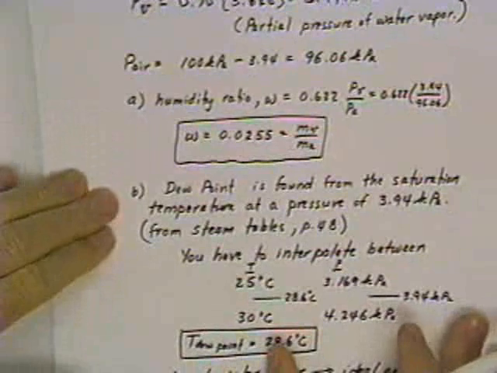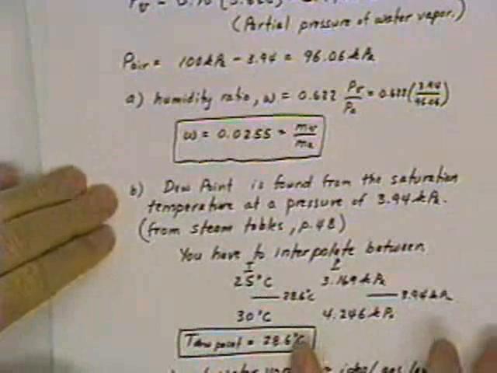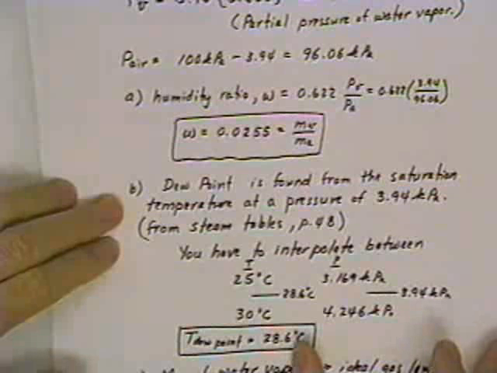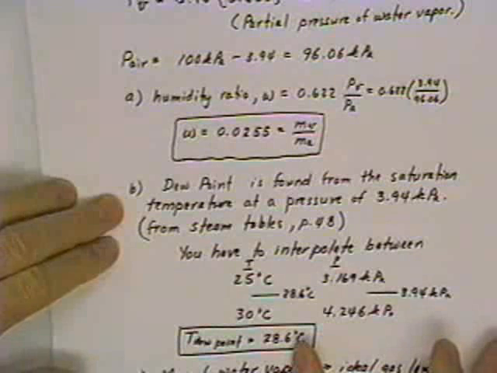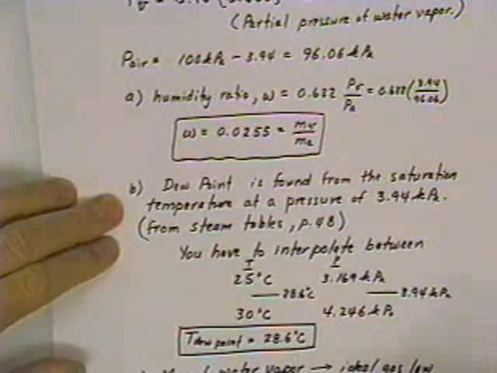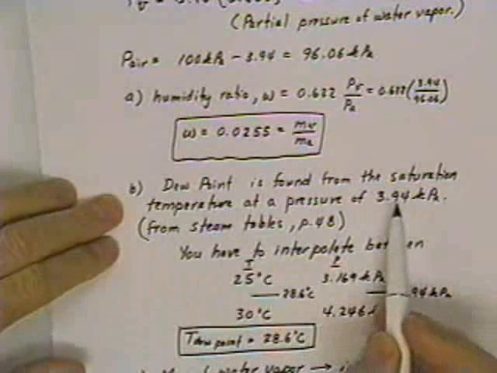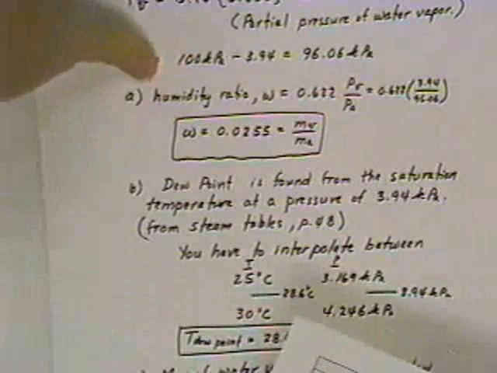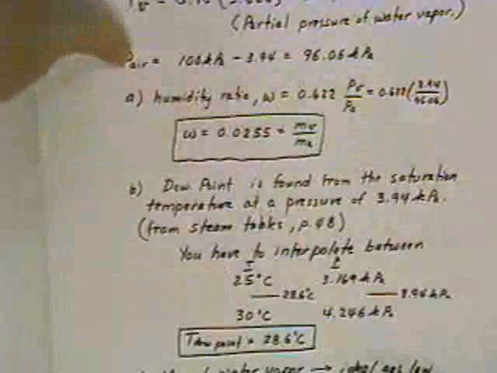Okay, now the next thing we want to do is find dew point. Dew point is the temperature at which condensation is going to start to occur in our airstream. That's the temperature we'd have to cool the mixture down to before we start condensing any water out of it. And so the dew point is found from the saturation temperature at a pressure of 3.94 kilopascals, because that's the actual pressure of the water vapor. If we go back to the steam tables, we'll see that we're going to have to interpolate to make this work.